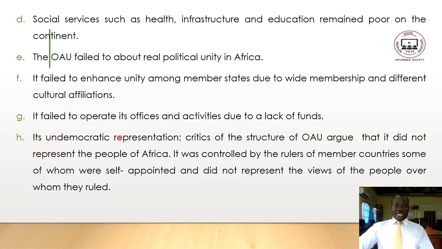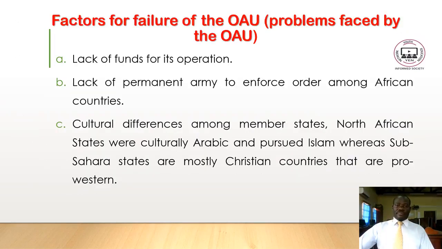Its undemocratic representation. Critics of the structure of the OAU argue that it did not represent the people of Africa. It was controlled by the rulers of member countries, some of whom were self-appointed and did not represent the views of the people over whom they ruled. So this one was undemocratic because in most countries those leaders were dictators, and as a result, they were not representing the real views of their people back home.